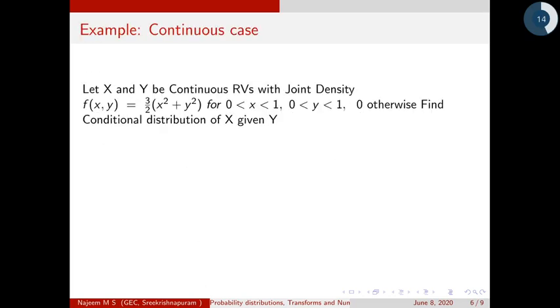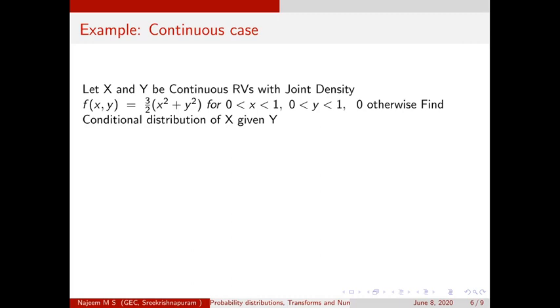Likewise, let's take a continuous case example. Let x and y be continuous random variables with joint density function fxy = 3/2 (x² + y²), for 0 < x < 1, 0 < y < 1. We need to find the conditional distribution of x and y. For the conditional distribution, we need the marginal distribution.